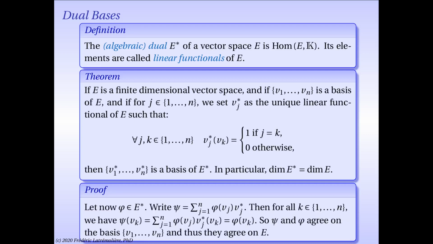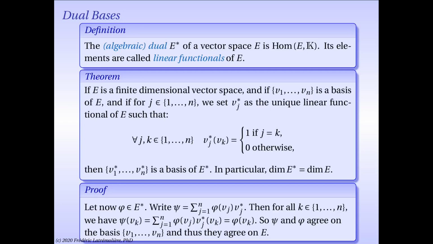Let's now prove that this set is also spanning. So let phi be an arbitrary linear functional over our vector space. Write psi as the sum from j equals 1 to n of phi of v sub j times v star j. So psi, by construction, is a linear combination of the vectors v star 1 etc. v star n in the dual. So in particular, we know that psi is a linear functional itself.